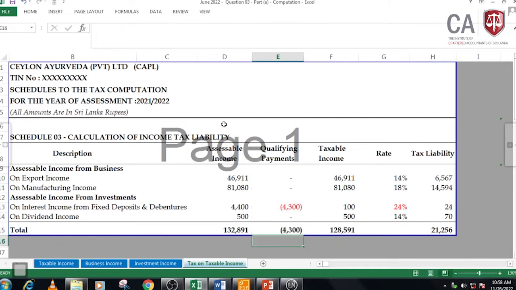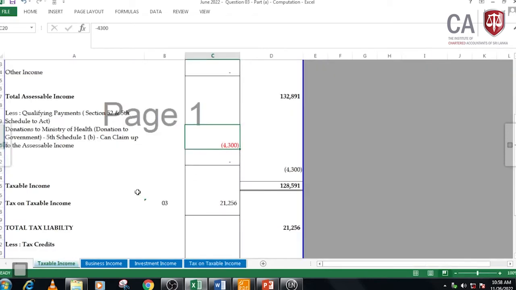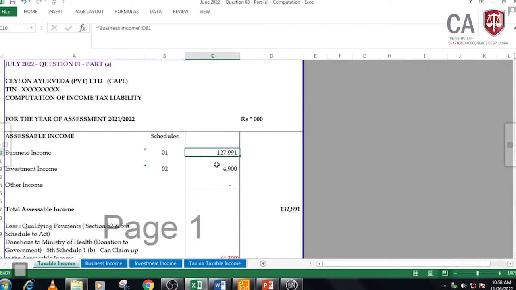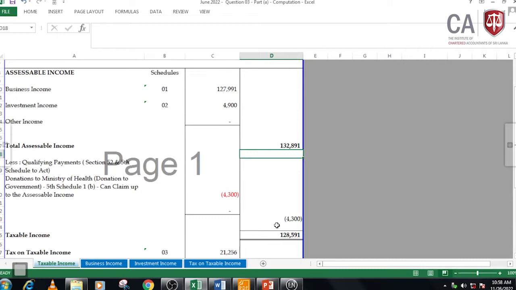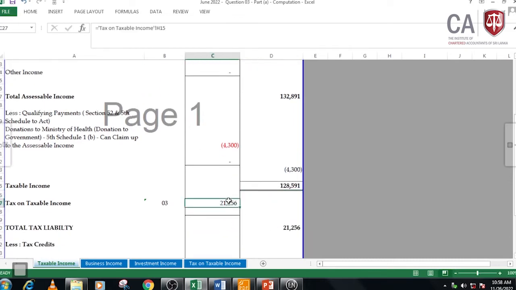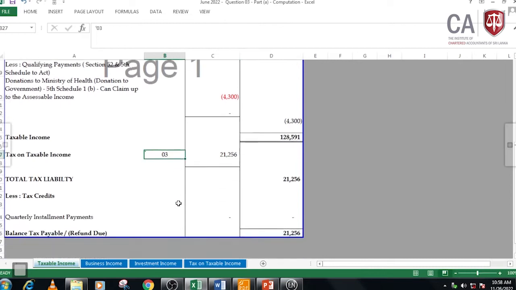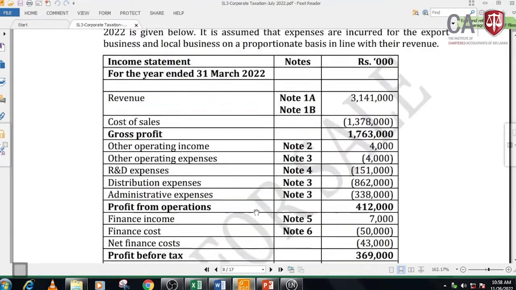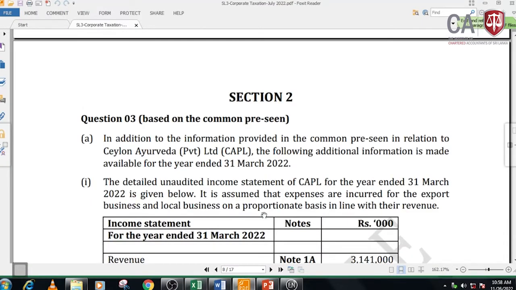Then my total tax liability is 21,256. Then come to my taxable income. I have taken the business income, investment income, no other income. This is my total assessable income. Then this is the deduction of the qualifying payment. This is my taxable income. Then tax on taxable income in the third schedule, then my tax liability, and the balance, the income tax payments not given, then the balance tax payable is also this. This is the end of the discussion of section 2, question 3.